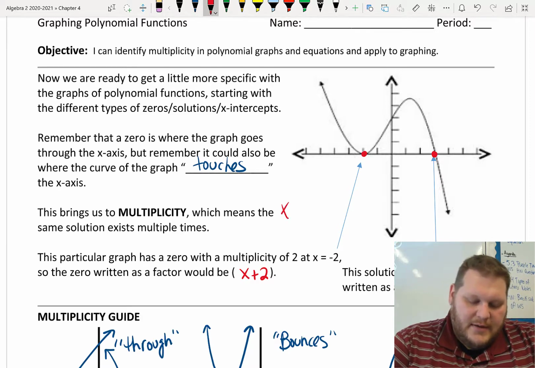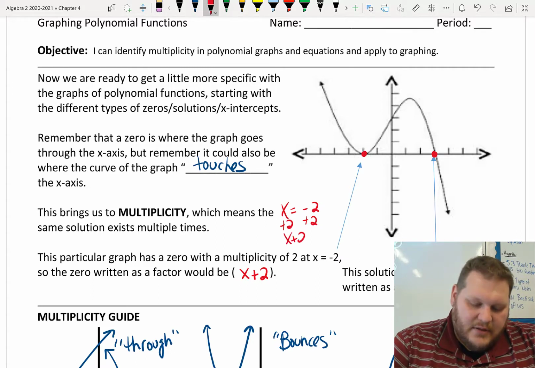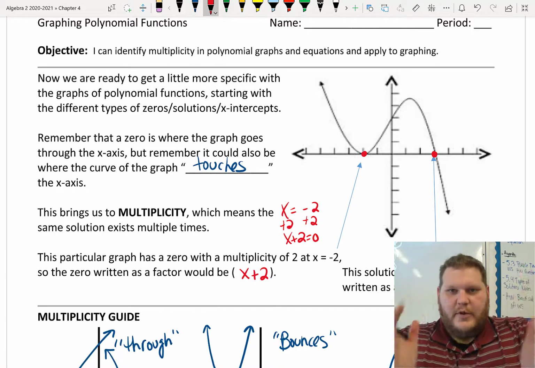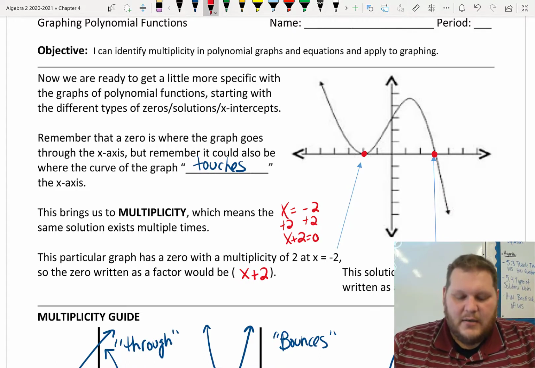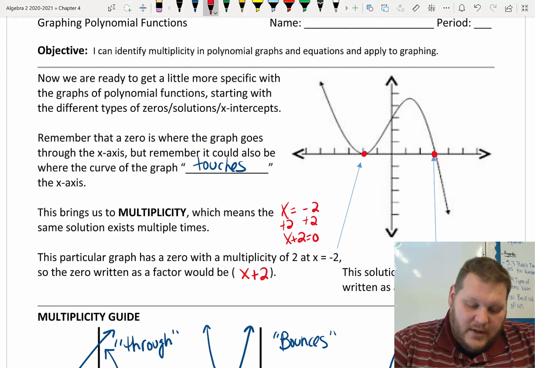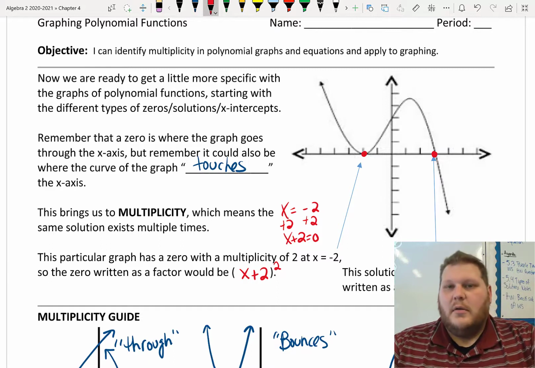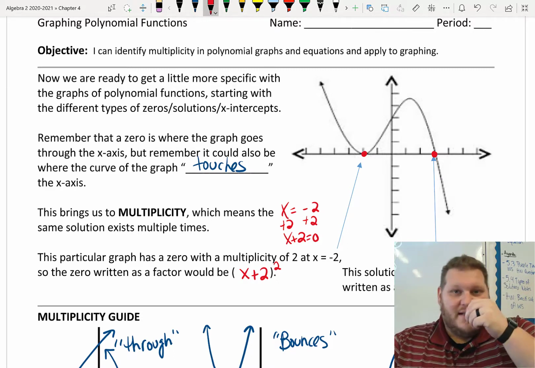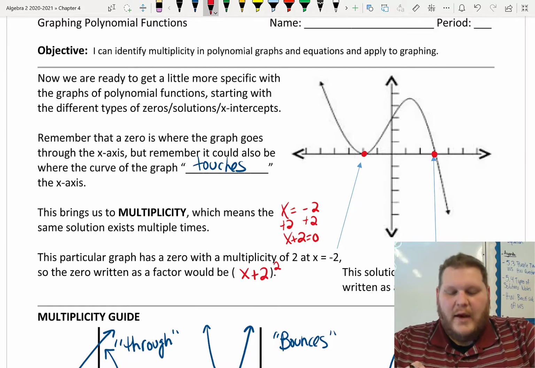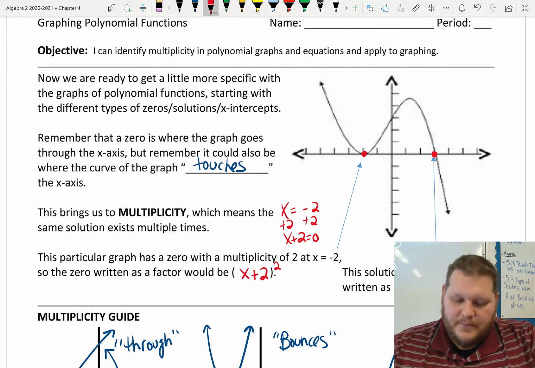So if x equals -2, working backwards, I would have to add 2 on both sides to get it equal to 0, which is why x plus 2 is the actual factor that I see in my parentheses. Now, because it has a multiplicity of 2, we would actually write it as x plus 2 in parentheses squared, because that's going to give me two instances where I have -2 as a solution.